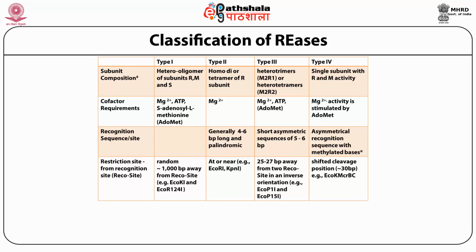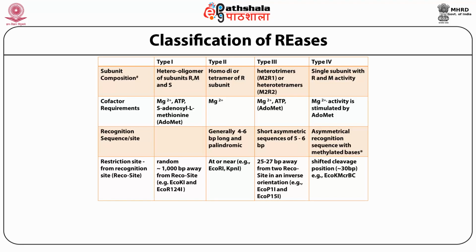And if we look at the restriction site, or where the enzyme cleaves, type 1 usually cleave the DNA about 1000 base pairs away from their recognition site. Some examples of type 1 are EcoKI and EcoR124I. In case of type 2, the restriction site is usually at or near the recognition sequence. So they usually cut within the recognition sequence.